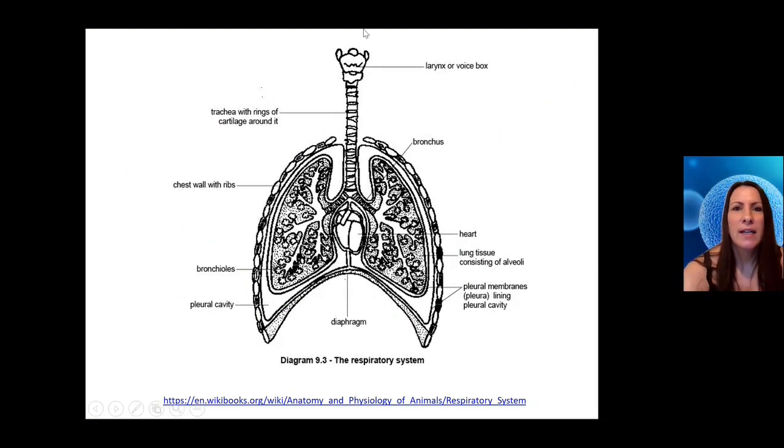So here is the larynx, or the voice box, just sitting at the top of the trachea. You can see the trachea with the rings of cartilage around it. If you imagine a horseshoe-shaped ring of cartilage, it's not a complete ring, with the open end towards the back where the esophagus is, so that when we are swallowing food down the esophagus, there's enough room for the bolus, what we call the food that we've just made easier to swallow.